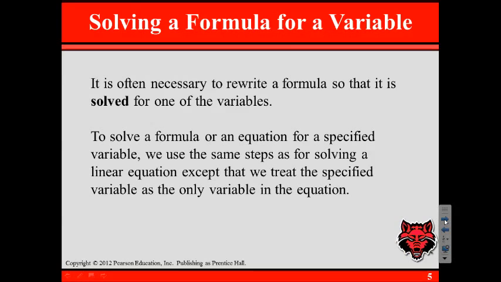Sometimes it is necessary to rewrite a formula so that it is solved for one of the variables that are involved. This is especially true in chemistry or physics, but it could also be true in your daily life if you're making a budget. You have many variables, many unknown expenditures or incomes. So to solve a formula or an equation for a specified variable, we're actually going to use the same steps that we would use if we were solving a linear equation for one variable. The only difference is we treat the specified variable as the only variable in the equation.